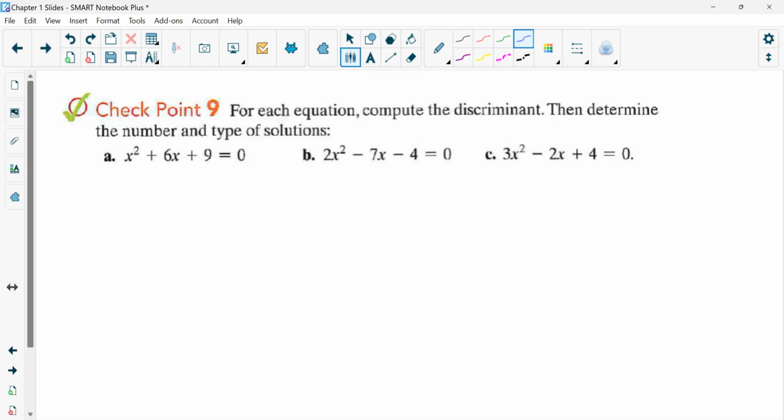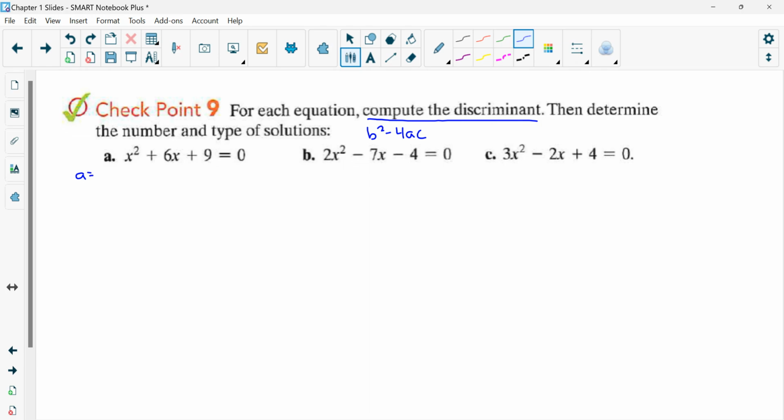All right, so if the question just says compute the discriminant, like checkpoint 9 here just says compute the discriminant, and then determine the number and type of solution. Okay, so are we getting two solutions, one solution, or no real solutions? If it just says compute the discriminant, remember the discriminant is b squared minus 4ac. So the equation still would have to be equal to 0. All of these are already equal to 0, so we're good.